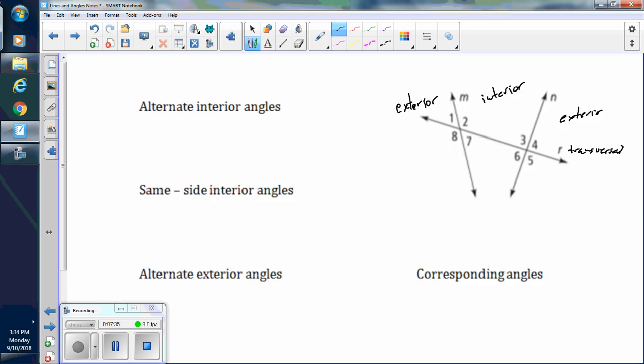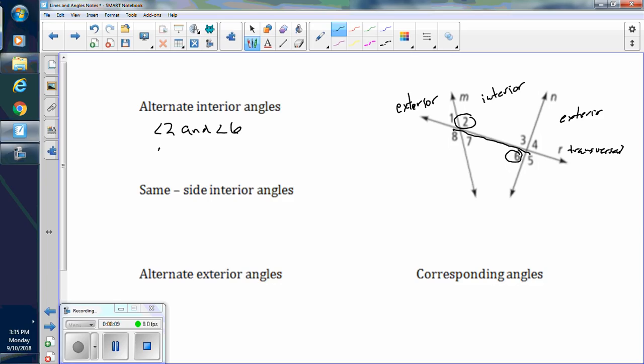Now the first term, alternate interior angles, means we want two angles that are in the interior, and they have to be on alternate or opposite sides of the transversal. So we look at this picture, the transversal travels through here. And so angle 2 and angle 6 would be on opposite sides or alternate sides in the interior. So angle 2 and angle 6 are an example of alternate interior.